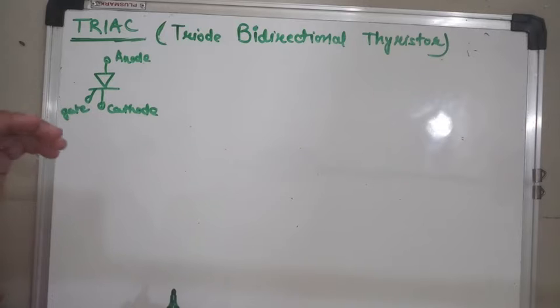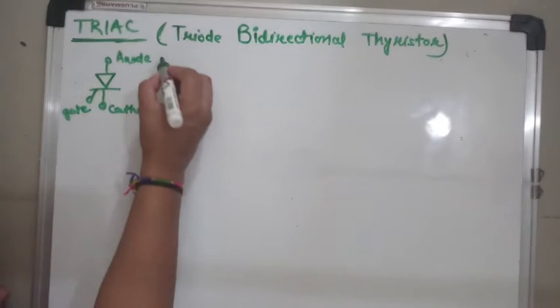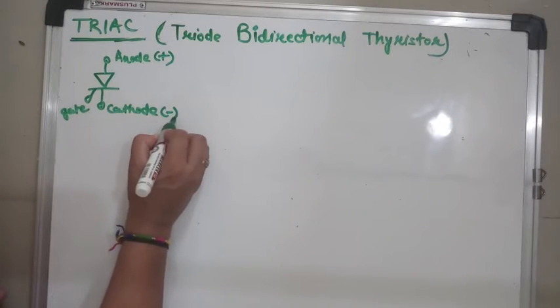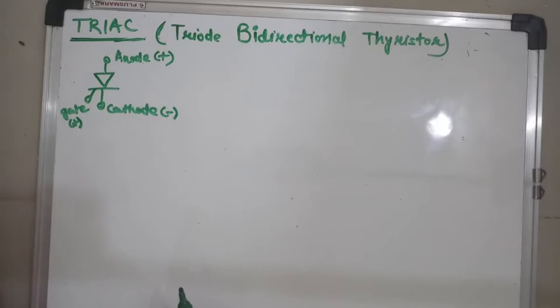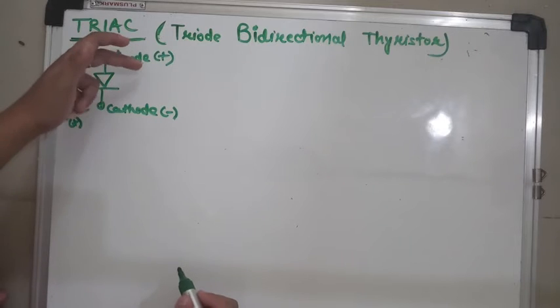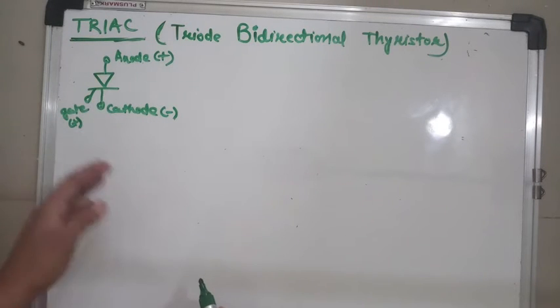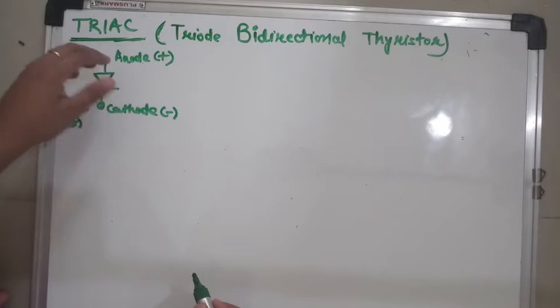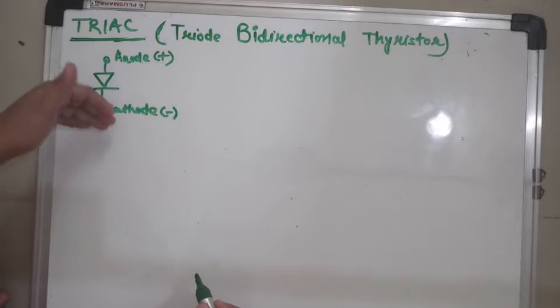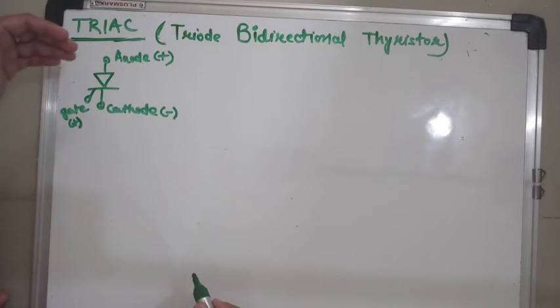The condition is that the anode is always positive with respect to the cathode and a positive gate pulse should be applied at the gate terminal. That is the condition to make the SCR go into conduction mode. So when the anode is positive with respect to the cathode and a positive gate pulse is applied to the gate terminal, your SCR becomes on and the current starts to flow from anode to cathode.